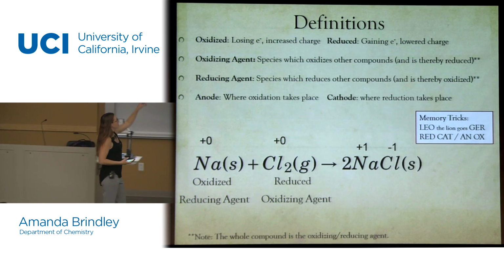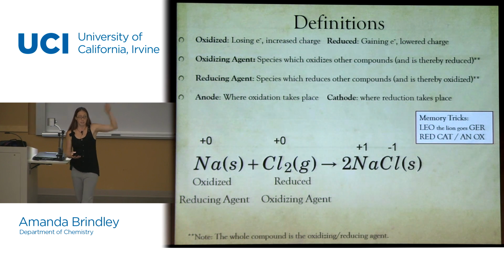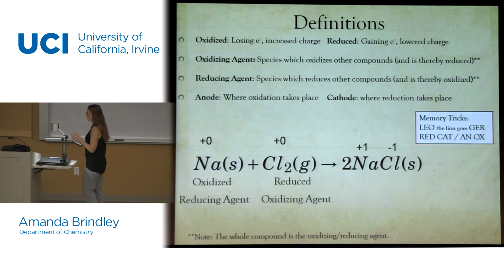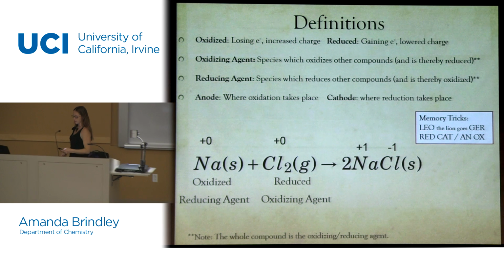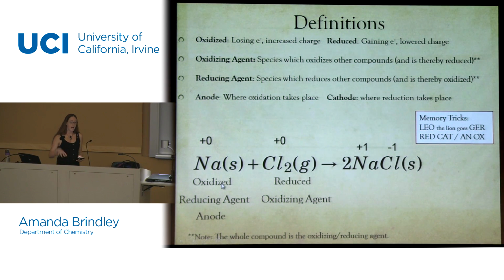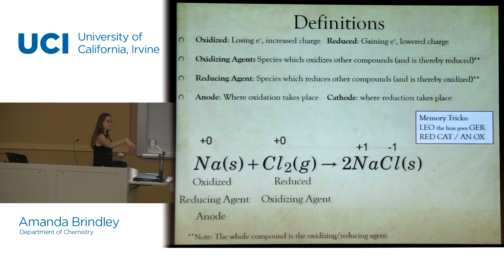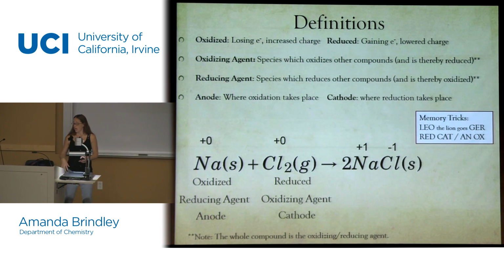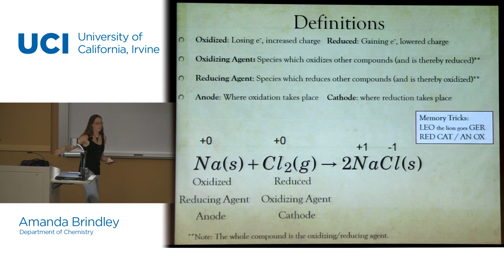So in this case, if we had these two half reactions occurring at different places, this one would be a tough one to do that with, but we could theoretically. This is being oxidized, so wherever that is, that place would be our anode. And wherever the chlorine part of it was happening, that would be our cathode.